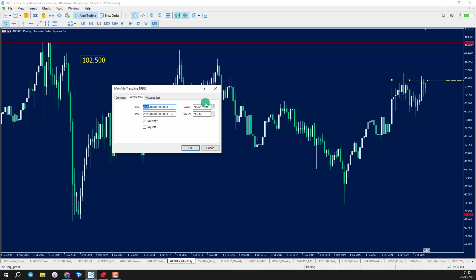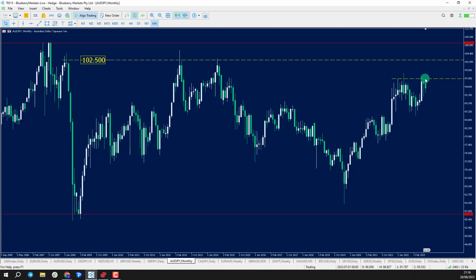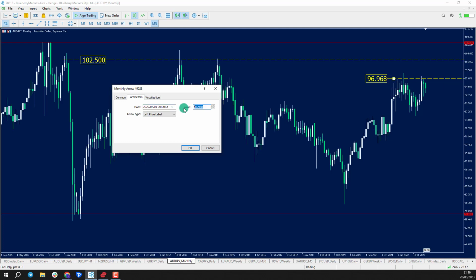So I can go into the parameters here. It says 96.54. Again, we can probably round that up to 96.50. We could even round it up to 97, looking at those wicks there. So again, just go to 97 on this. Click OK. You can see that we incorporate those wicks in here, and again I'm just going to add a left price label into this just so it's nicely tucked out of the way when we're doing the analysis, and again just add that 97 handle.